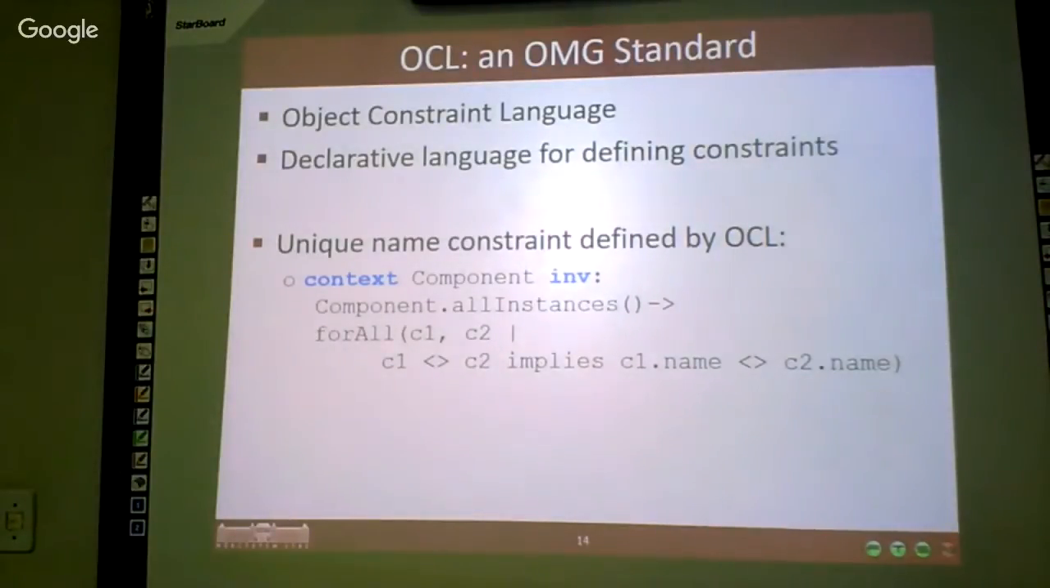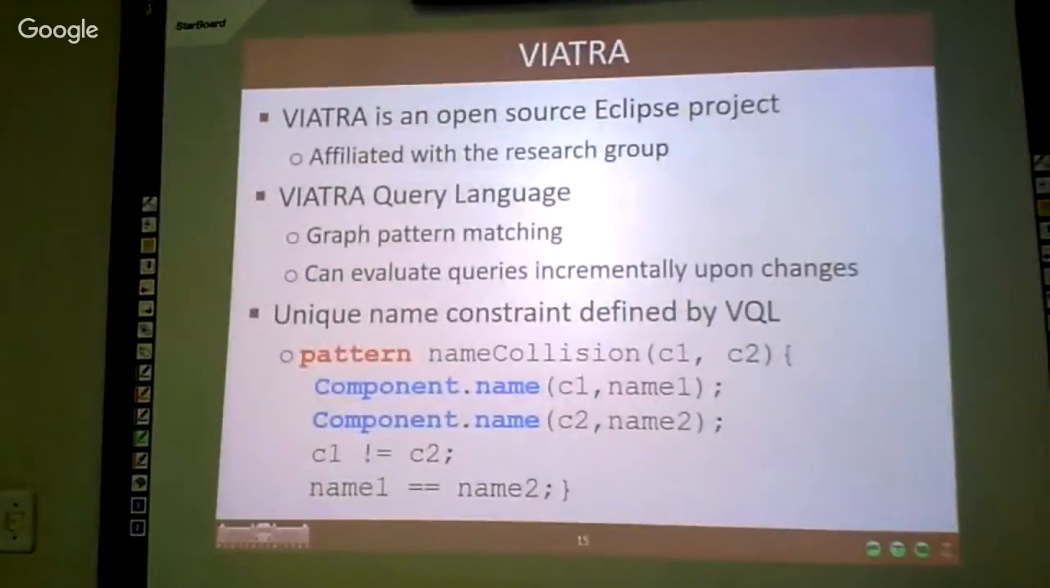So it tells us that for all instances of the components, for all C1 and C2, if they are different, that implies that their names are also different. So OCL can be used for this purpose, but there are also other techniques. For example, the Viatra language, which is an open source Eclipse project, has a very expressive query language, and it uses graph pattern matching algorithms to find design violations.